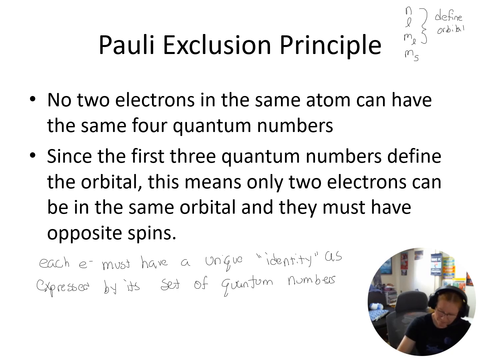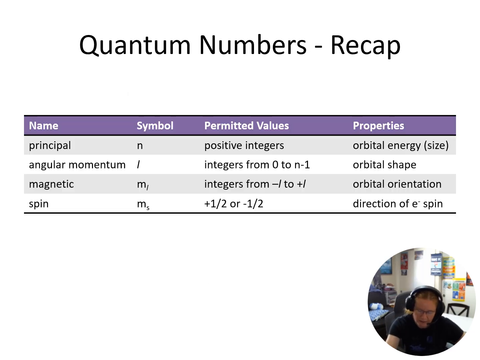Okay? All right, and so let's recap here. So remember, we have our principal quantum number. That's going to let us know what energy level we're at, 1, 2, 3, 4. Angular momentum, so that's 0 to n minus 1. Our magnetic, negative l to plus l. And then our spin is just, are we spin up or are we spin down? Okay, so let's take a look here.